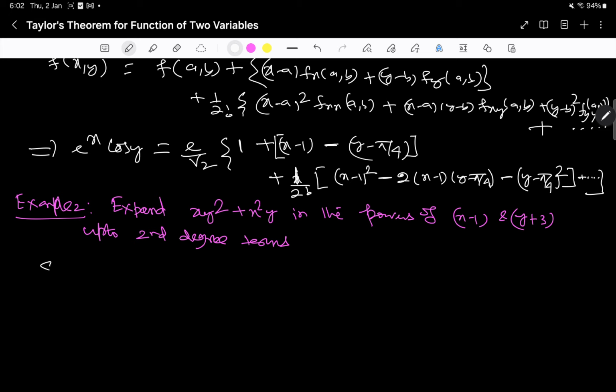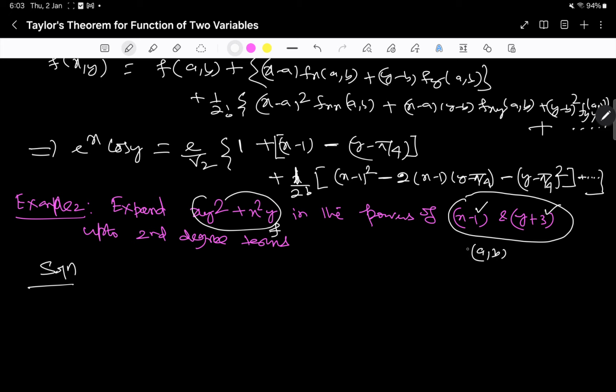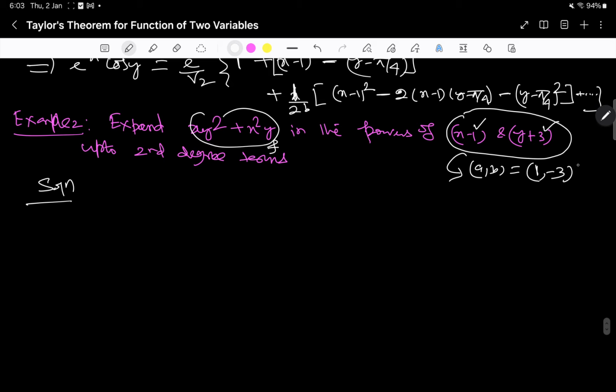So coming to another example, expand this, which means my f is this in the power of this. So this means my a is 1 and b is minus 3. So what is my ab here? So this implies my ab is 1 and minus 3. That means we are asked to find the Taylor series about the point 1 and minus 3. So let my f of xy be xy square plus x square y. We may write this Taylor series in power of this, about the point this.